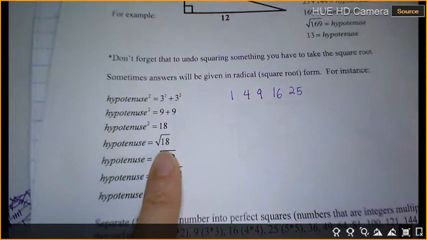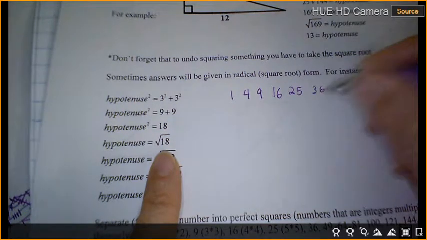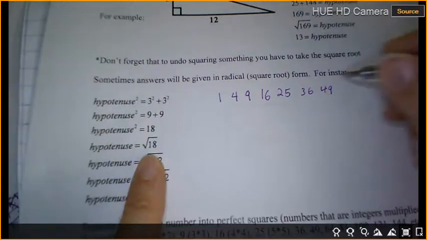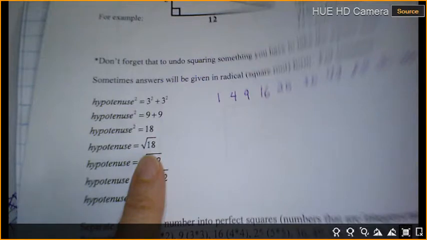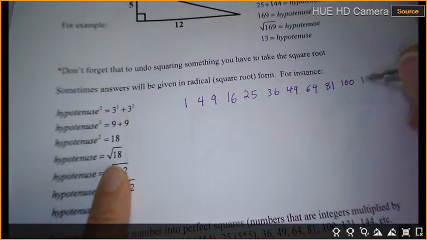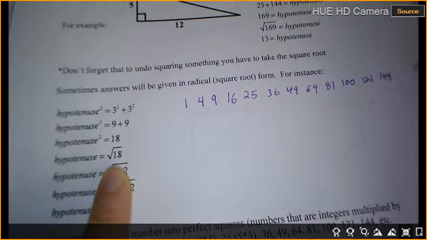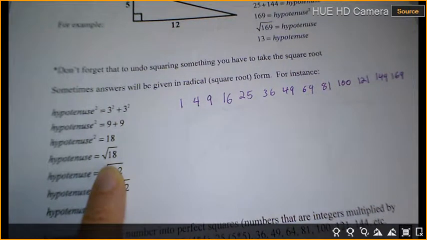I'm writing these down for you so that you guys have them. 6 times 6 is 36, 7 times 7 is 49, 8 times 8 is 64, 9 times 9 is 81, 10 times 10 is 100, 11 times 11 is 121, 12 times 12 is 144, 13 times 13 is 169, and so on. Okay? So we have an idea.